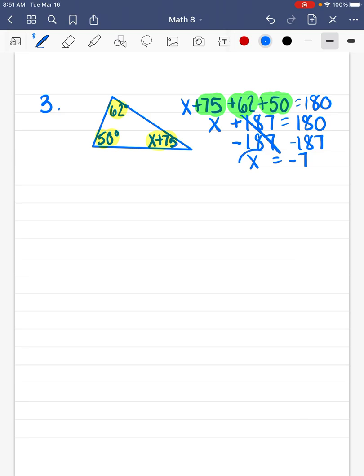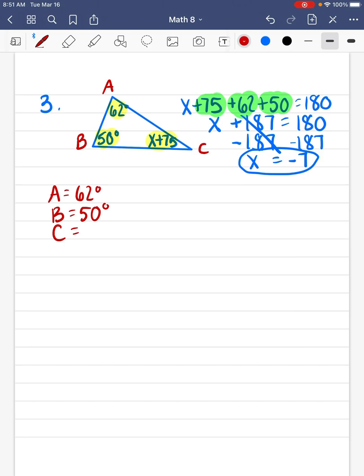Even though we're getting x equals negative 7, that doesn't mean our missing angle is going to be negative 7. That just means our x is negative 7. We still have to say what our angles are. So let's call this A, B, C. Really easy. We know A is 62 degrees. We also know B is 50 degrees. But angle C is x plus 75.